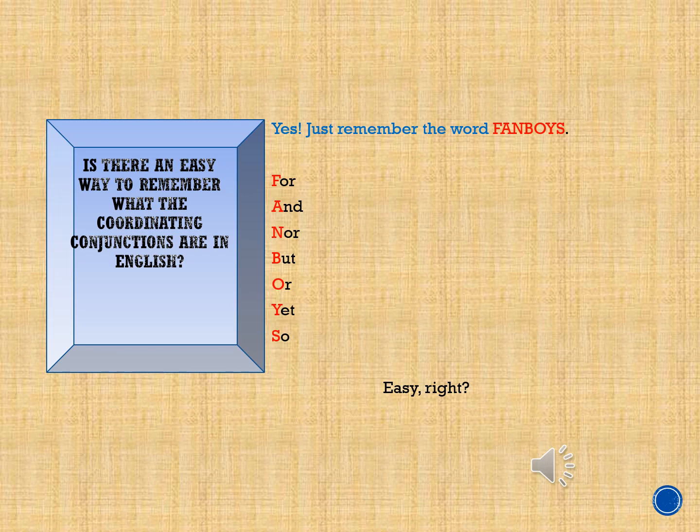Okay, so remember, for, and, nor, but, or, yet, so, they are the 7 coordinating conjunctions that we need to study now.